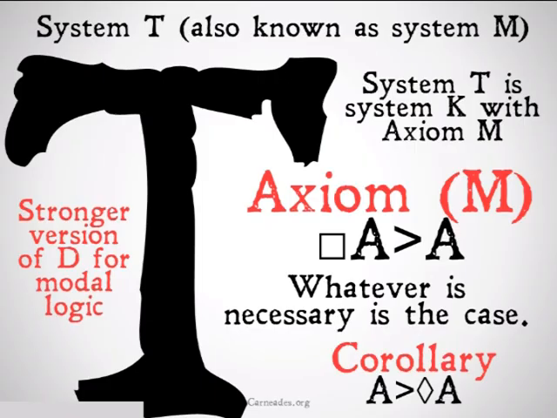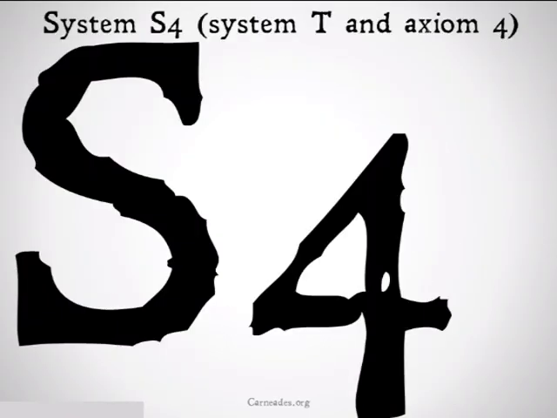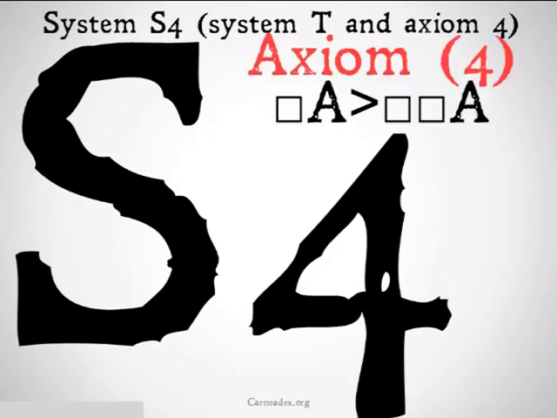Here is where the non-controversial part of it stops, and we move on to some more controversial pieces of these systems. We're going to now be talking about System S4. This is going to be System T with the addition of Axiom 4. Axiom 4 is going to look like this. It's necessary that A implies that it's necessary that it's necessary that A.